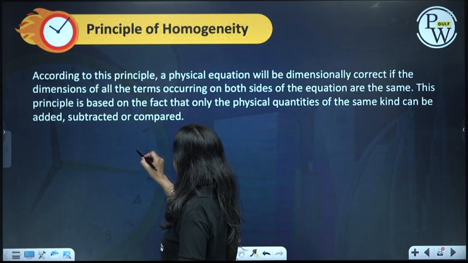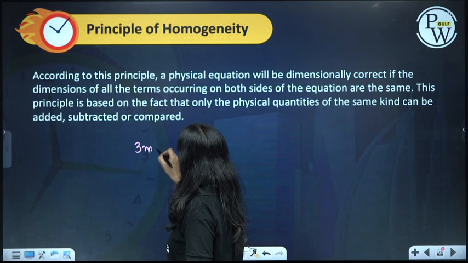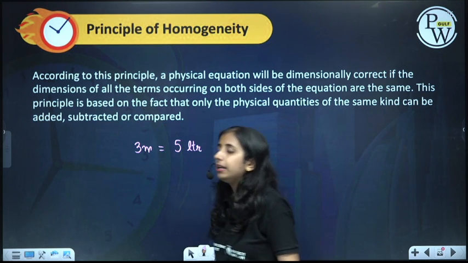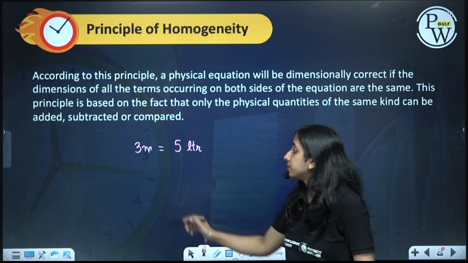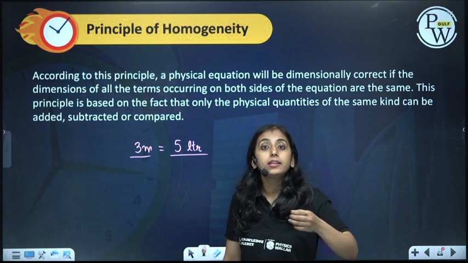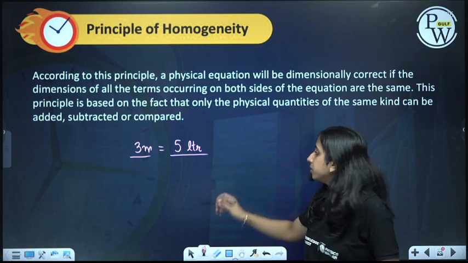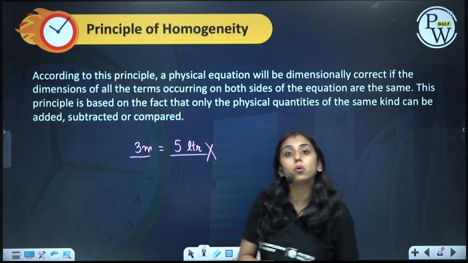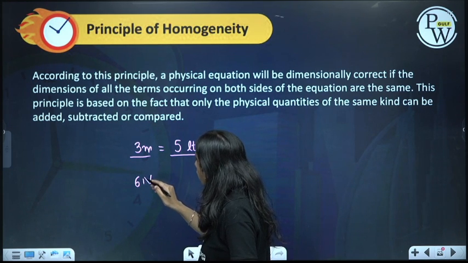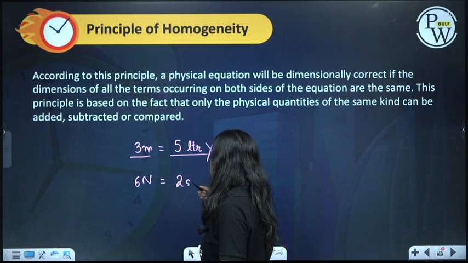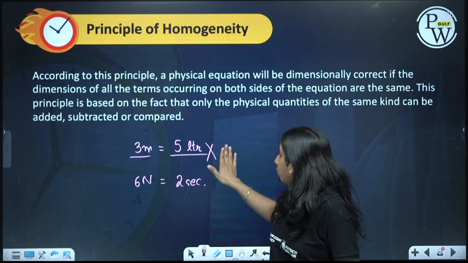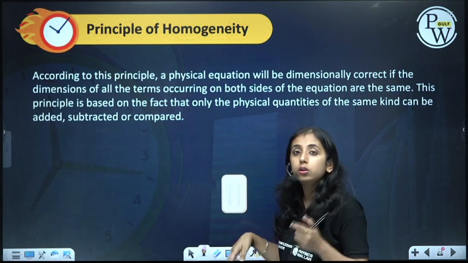Then we have 3 meters is equal to 5 liters. Is this equation correct? Can 3 meters be equal to 5 liters? No. 3 meters will only be equal to 3 meters. If I say 6 Newton of force is equal to 2 seconds, how can a force be equal to time? No. Force can only be equal to force.